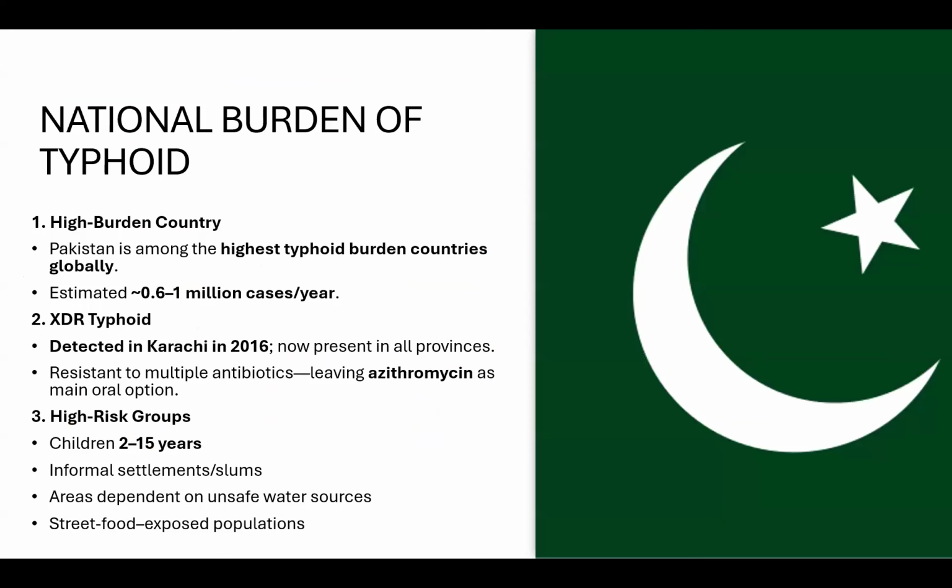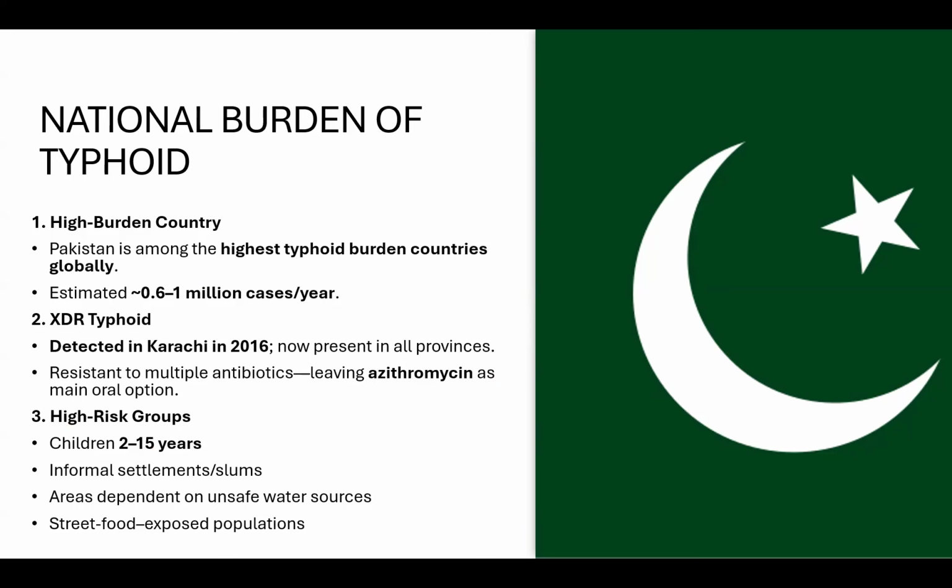So, the national burden of typhoid. Pakistan is a high burden country. It is among the highest typhoid burden countries globally, estimated 0.6 to 1 million cases per year. XDR typhoid was detected in Karachi in 2016, now present in all provinces. It is resistant to multiple antibiotics, leaving azithromycin as the main oral option.